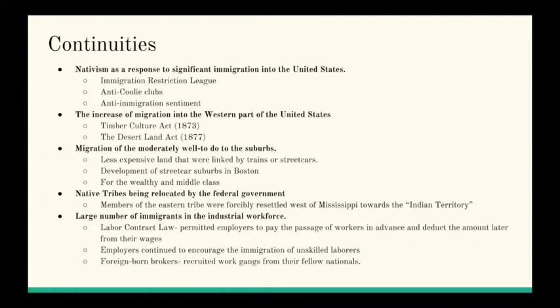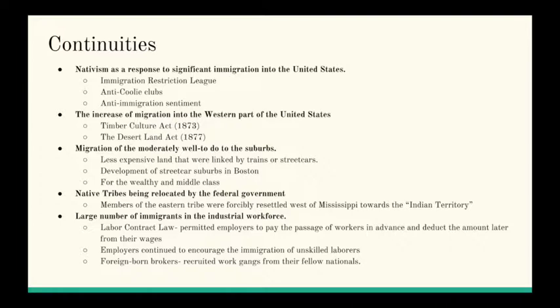Another continuity is the increased migration and settlement of individuals to the western part of the United States. Anglo-Americans and African Americans moved to establish outposts, trade, farm, or become ranchers. The Homestead Act, the Timber Culture Act, and the Desert Land Act all provided large amounts of land for a low cost, which encouraged migration.